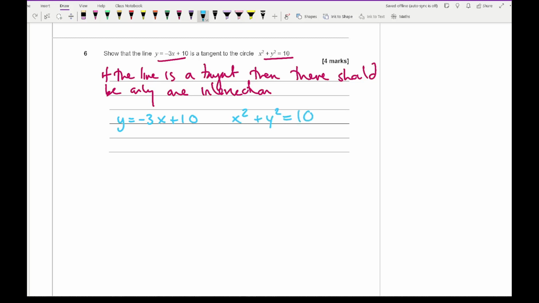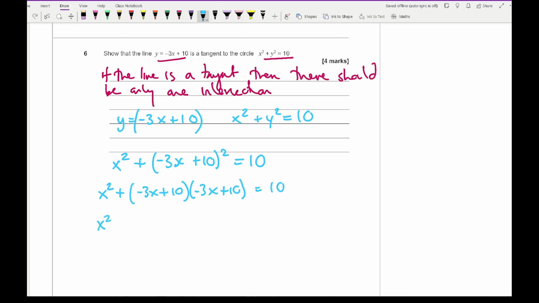I've already got y as the subject, so I'm going to swap y with minus 3x plus 10. So what I end up with is x squared plus (minus 3x plus 10) squared equals 10. Expanding, I've got x squared plus 9x squared, then minus 30x minus 30x plus 100 equals 10. Neatening all this up, I get 10x squared minus 60x plus 100 equals 10.